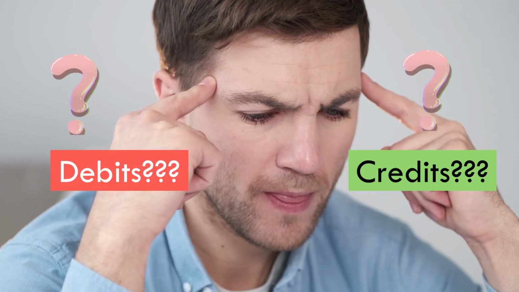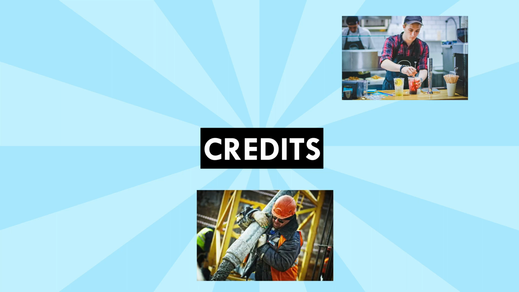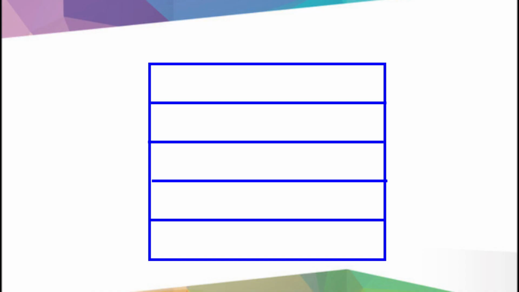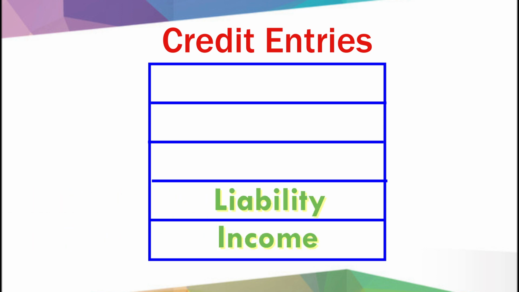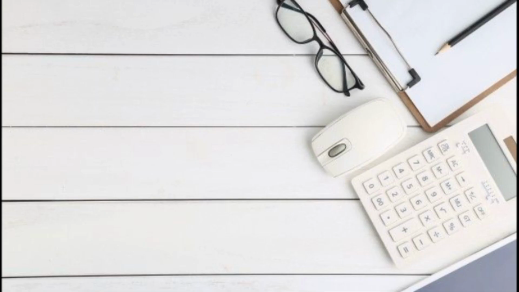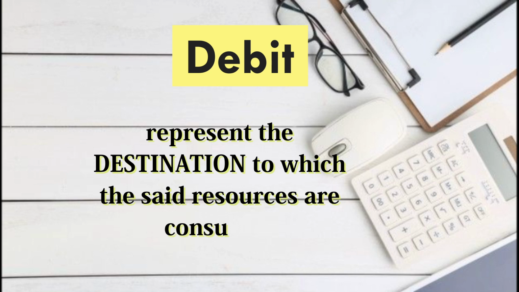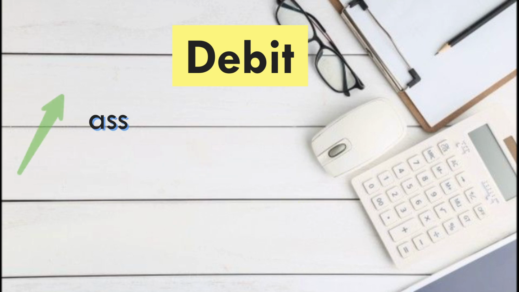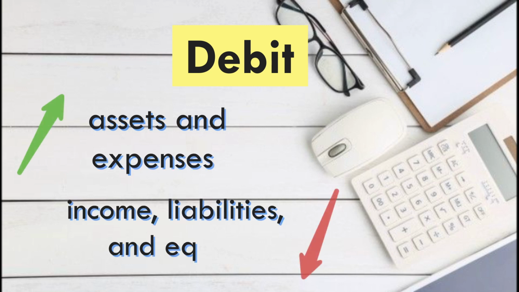The question that comes to your mind then is, what are debits and what are credits? In practice, credits represent the source of an entity's economic resources. Thus, credit entries record increase in income, liabilities, and equity, as well as decrease in assets and expenses. Conversely, debits represent the destination to which the said resources are consumed. Therefore, these include increase in assets and expenses and decrease in income, liabilities, and equity.